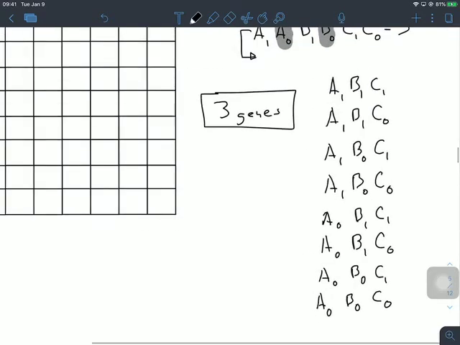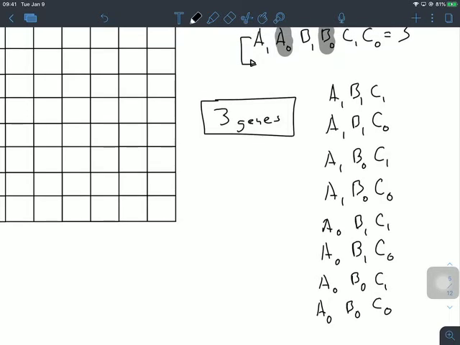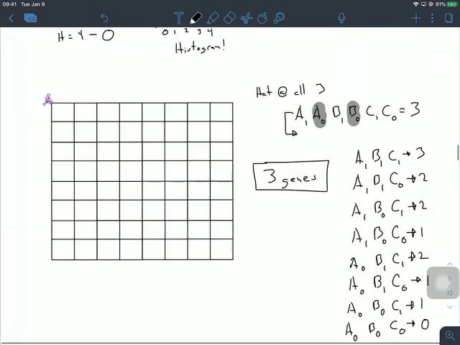And let's calculate the heights of each of these. Well, this would add 3. This would add 2. This would add 2. This would add 1. This would add 2. This would add 1. This would add 1. And this would add 0. So you can now go ahead and fill these in on these sides of the Punnett square.